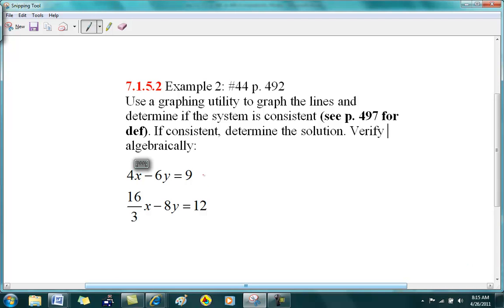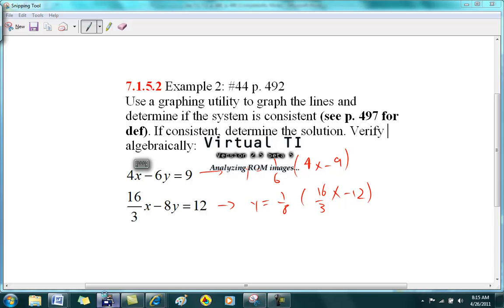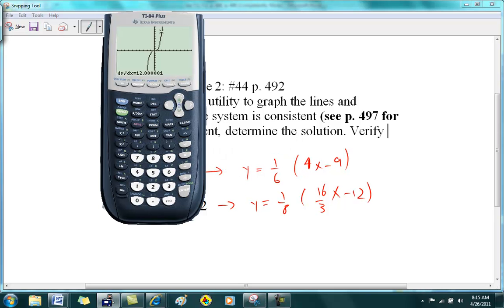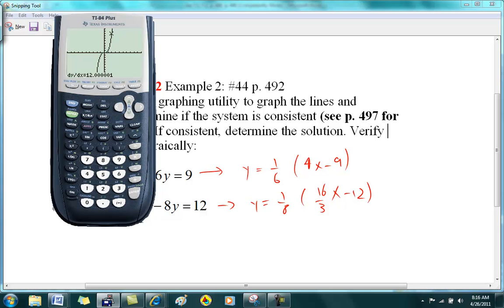Anyway, so what I need to do is I need to isolate the y variable out of here. So I get y is equal to 1/6 4x minus 9. And if I do it out of here, I get y is equal to 1/8 16 over 3x minus 12. And I need to use the graphing calculator to graph these two. Okay, let's make sure I'm in the right mode here. Func mode. Okay, go into y equals, clear that, and enter the two equations.